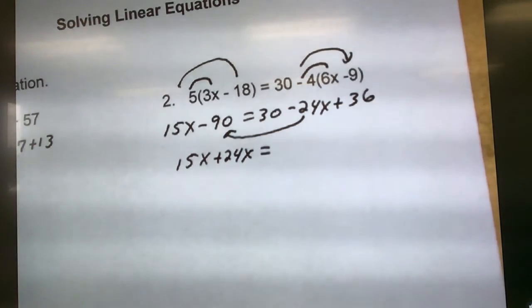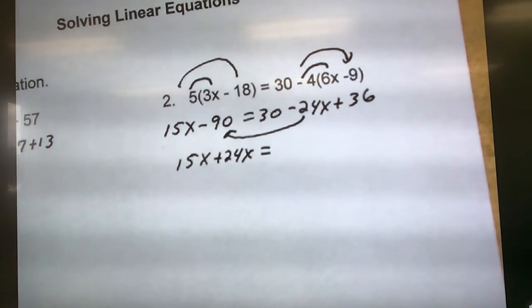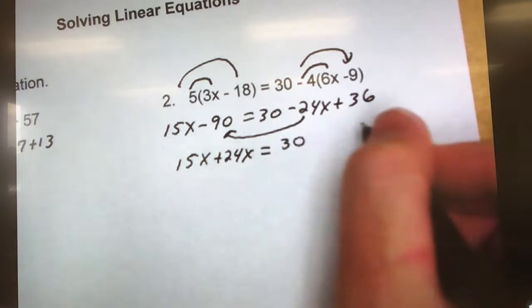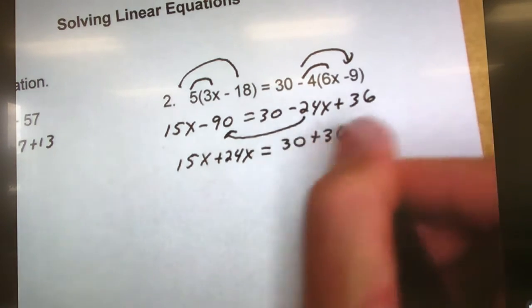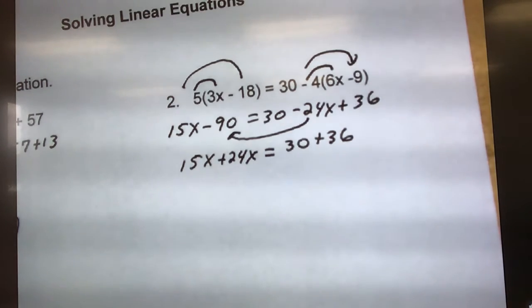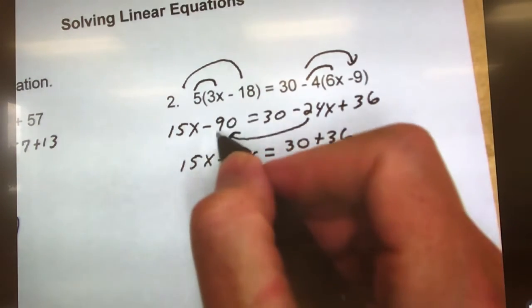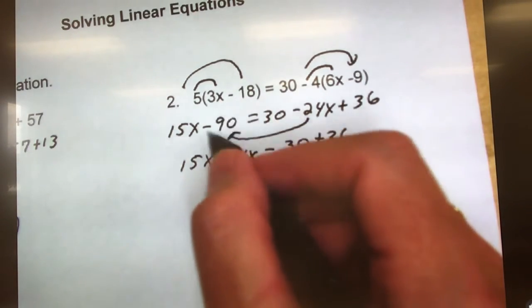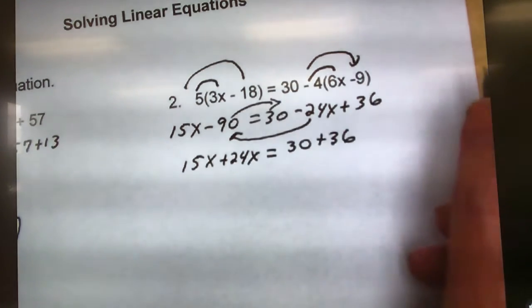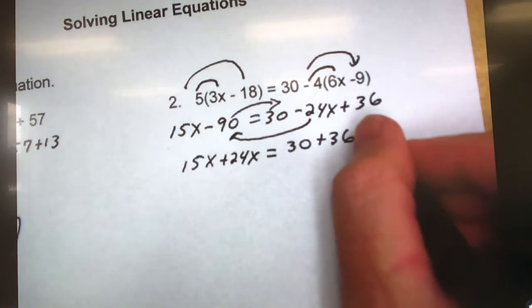Now on the right side, I'll look for any regular numbers, whole numbers, without variables, and I write them down. There's a 30, and there's a plus 36. They were already on the right side of the bridge. They're still on the right side of the bridge, so they don't change signs. However, I look over on the left for any regular numbers, and I find a negative 90. He has to cross the bridge. When he crosses the bridge, it becomes a positive 90.